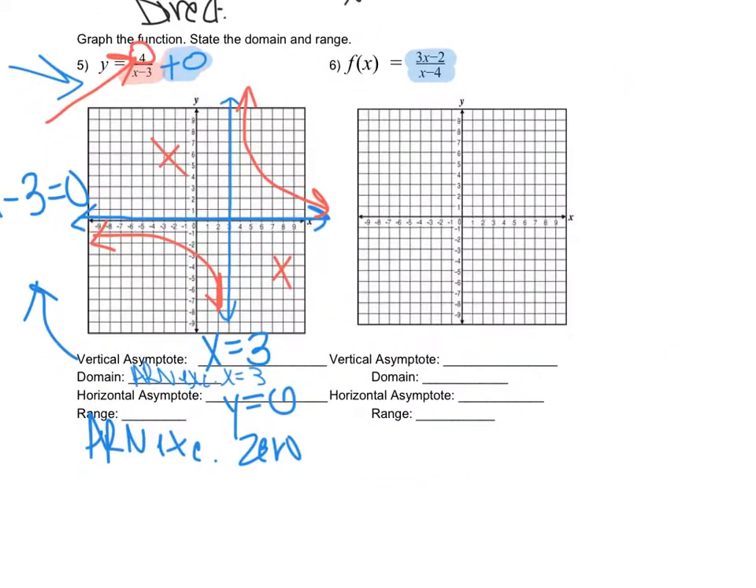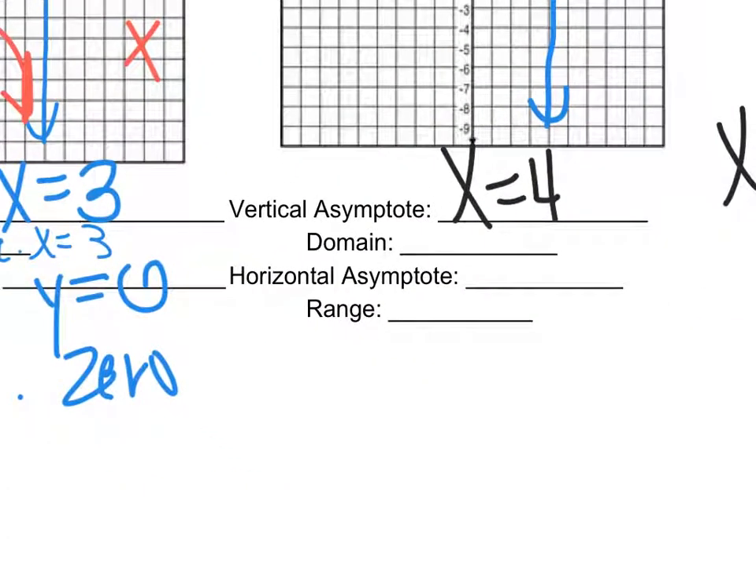Okay, the second one, if you notice, it has an x in the numerator and the denominator. That means you're just going to have to do a little bit differently. The vertical asymptote is still the same in that it's when our denominator equals 0, so our denominator, x minus 4 equals 0. That means our vertical asymptote is at x equals 4. So we'll go ahead and draw that vertical asymptote in there. Okay. And our domain, again, goes right along with that. It's all real numbers except 4.